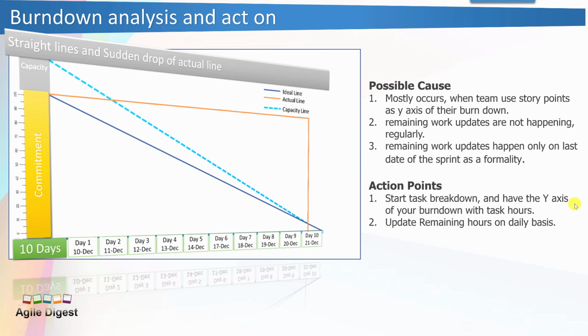If you see this kind of burndown, discuss it in your retrospective, take appropriate action items, follow the retrospective action items and work on them. You will definitely be able to get a better burndown. Burndown is actually to track your remaining hours. Here, if you refer to this burndown, you will not be able to get anything.